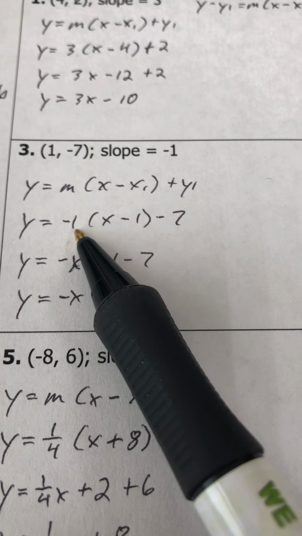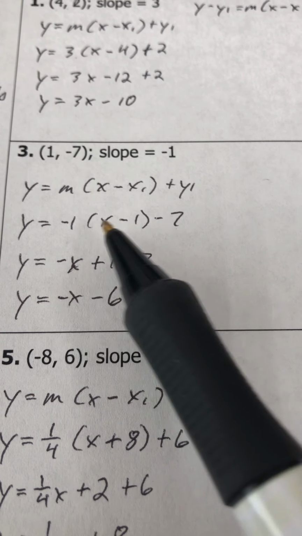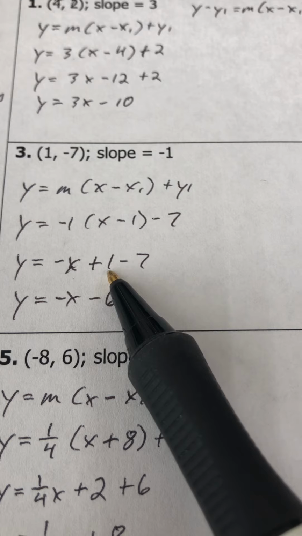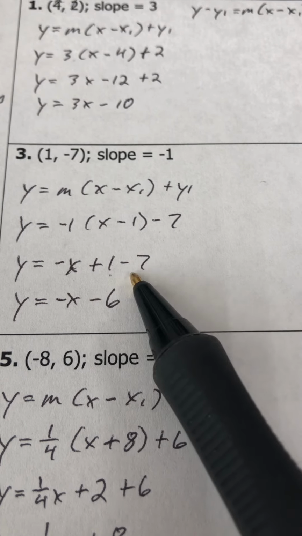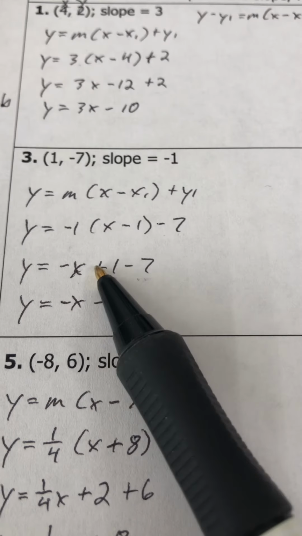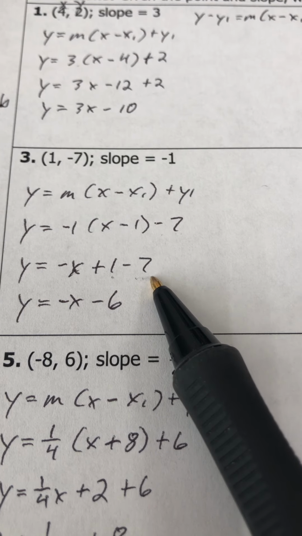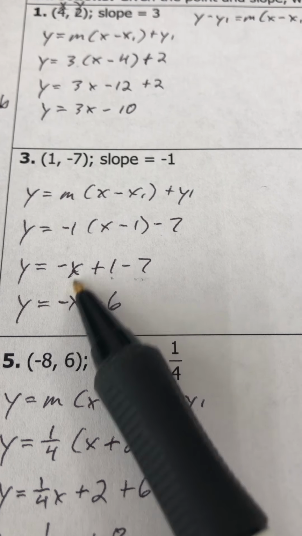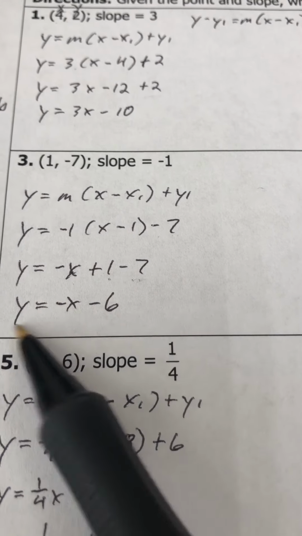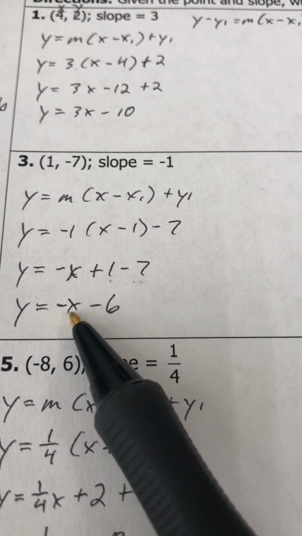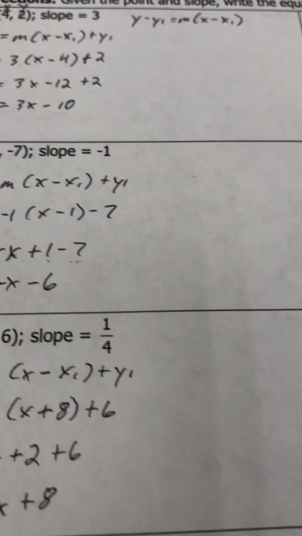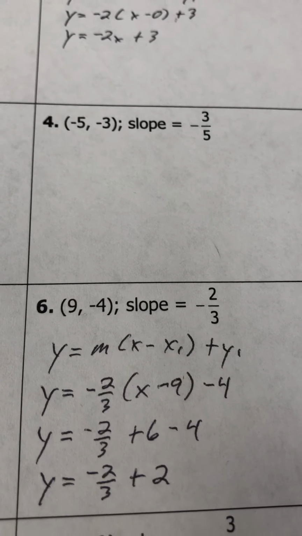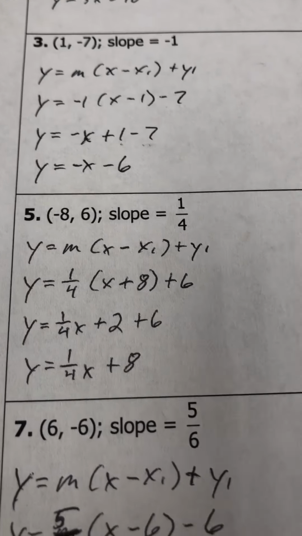I just take negative 1 times x gives me negative x. Negative 1 times negative 1 is a positive 1. And then I have this negative 7 back here I can't forget about. I put together my plus 1 and my negative 7, and I get negative 6. I bring down everything else, and there is my slope-intercept form. y equals mx plus b. Number 4, try on your own. Number 5.